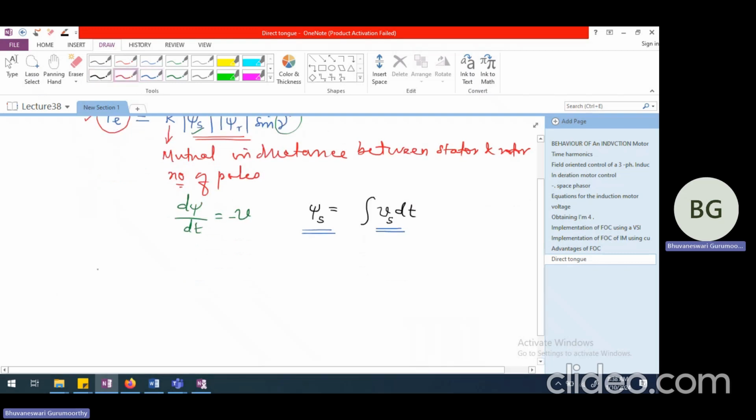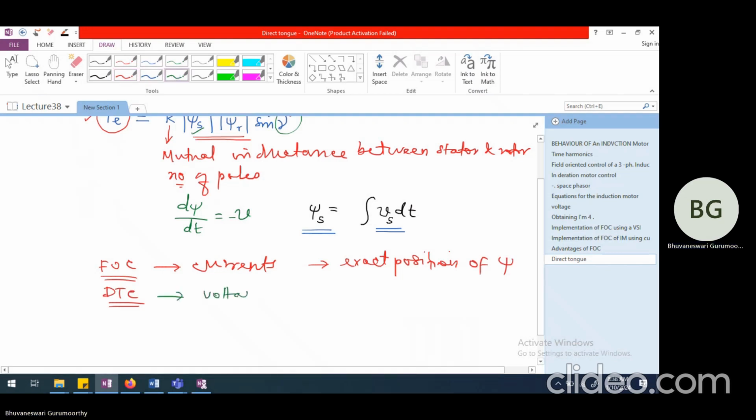Generally, what we see is in FOC, we deal with currents directly, and we also need to get the exact position of psi, which is the flux linkage. Whereas in DTC, we deal with the voltage, what voltage we are applying to the stator side, and we don't need the exact position. We need to know in which sector, the 60-degree sector.